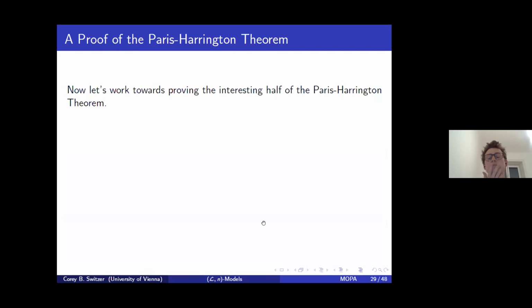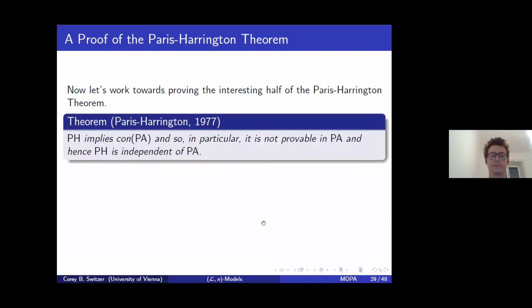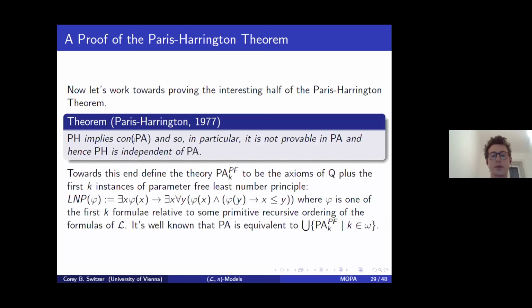Now let's work towards proving the interesting part of Paris-Harrington, which is that it is not provable in PA. This was proved in '77 by Paris and Harrington. So PH implies Con(PA) is what they showed, and so in particular it's not provable in PA. So PH is independent of PA. So how are we going to show this?